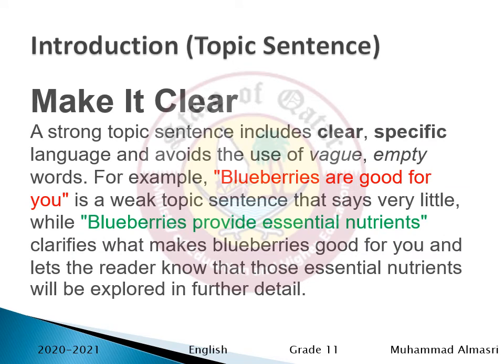Make it clear. A strong topic sentence includes clear, specific language and avoids the use of vague, empty words. For example, "blueberries are good for you" is considered a weak topic sentence that says very little, while "blueberries provide essential nutrients" clarifies what makes blueberries good for you and lets the reader know that those essential nutrients will be explored in further detail.